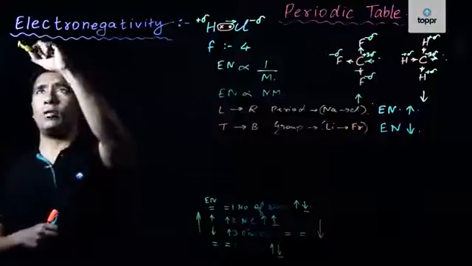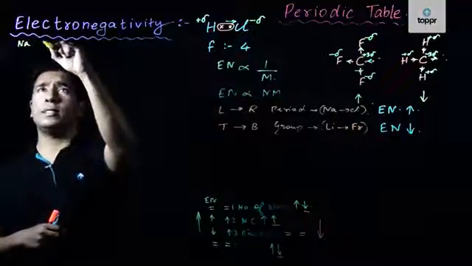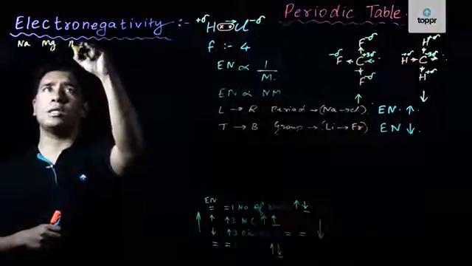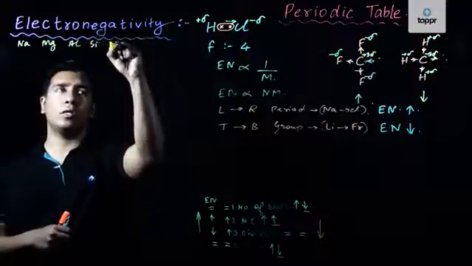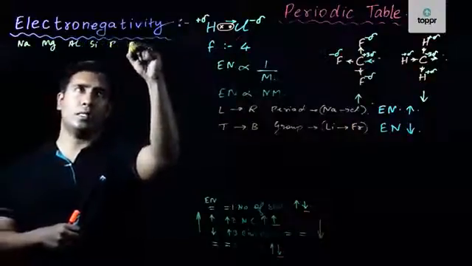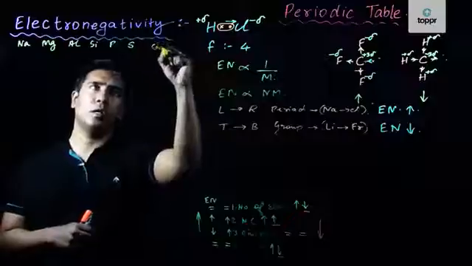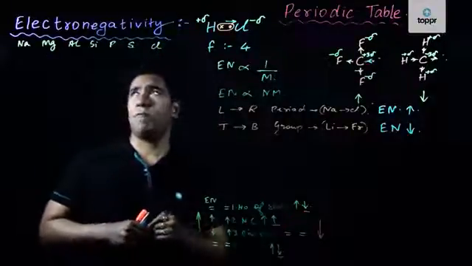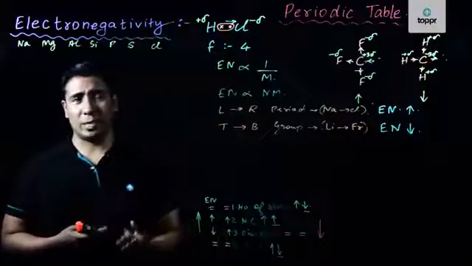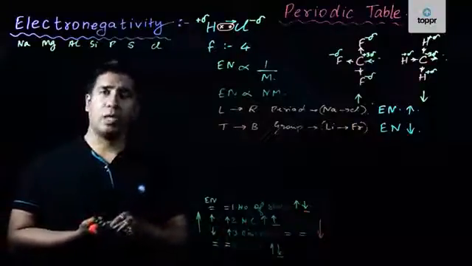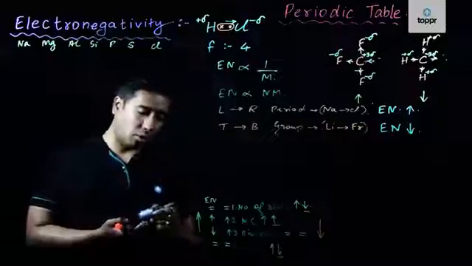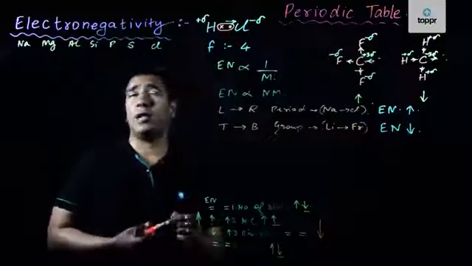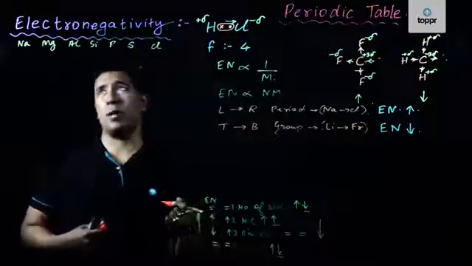If we write down the elements first, this is sodium, this is then magnesium, this is aluminum, this is silicon, this is phosphorus, this is sulfur, this is chlorine, right? We know that argon will have no tendency of trying to accept electrons or pull electrons in any bond, because it hardly forms any bonds. So therefore, let us write down the electronegativity values which will be applicable here.